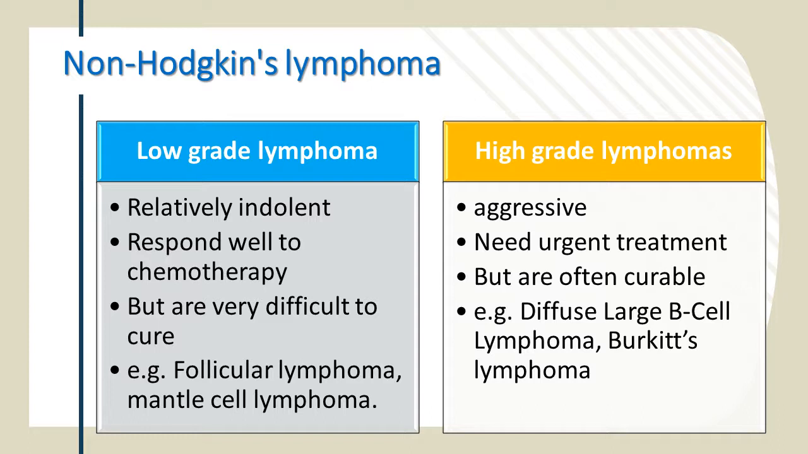The best examples for low-grade lymphoma are the follicular lymphoma and mantle cell lymphoma, while the diffuse large B-cell lymphoma and Burkitt's lymphoma are regarded as high-grade lymphomas.